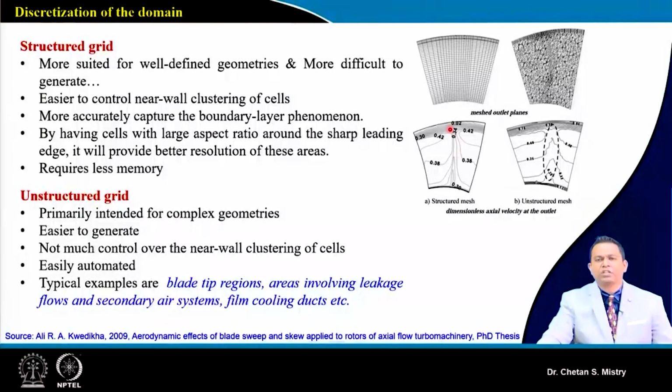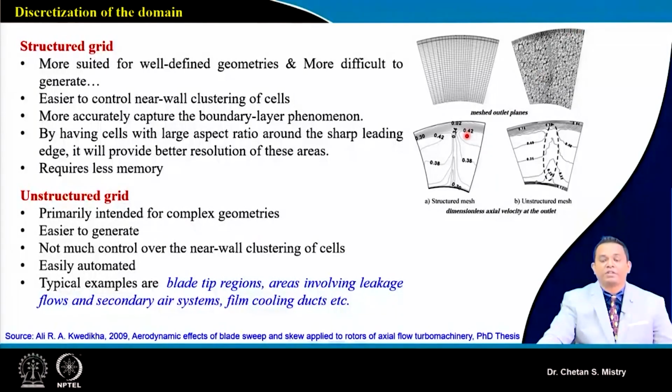So here is a very good example, given in one of the theses. Here this represents our structured grid configuration at the exit of the stage, and this is, say, the unstructured mesh configuration. If we look at this whole domain, it has been used with an unstructured kind of configuration, and near this tip region, they have used a prismatic kind of configuration.